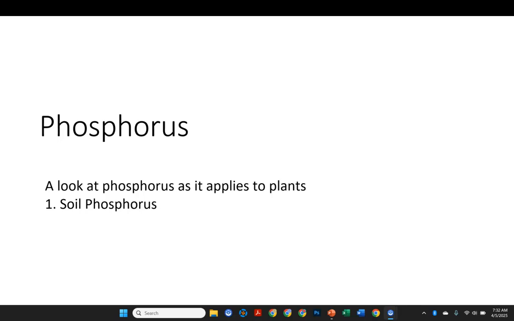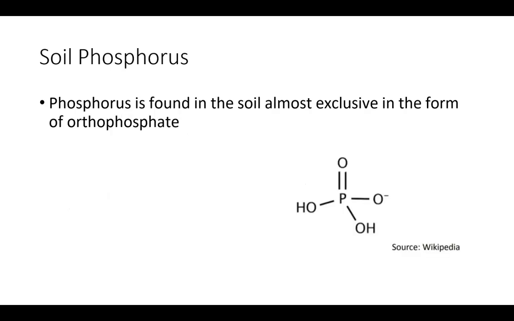Phosphorus. We're going to look at phosphorus as a plant nutrient. We will start out with soil phosphorus. In the soil, phosphorus is found almost exclusively in the form of organophosphate. You can see this is a little bit more complex nutrient. You have phosphorus in the middle, you have 4 oxygens around the outside.